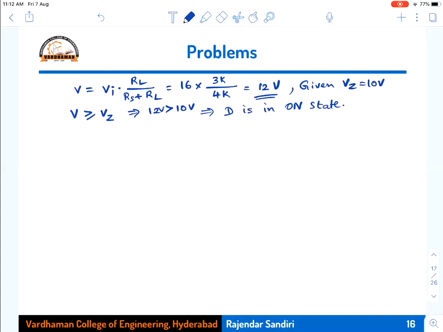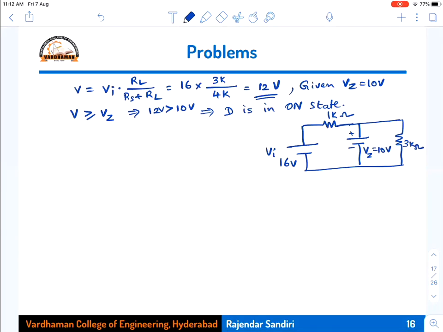If the diode is in the on state, then we replace the diode with its equivalent circuit. The battery is Vi, 16 volts. Then the resistance here is 1 kilo ohm. Then the diode is replaced by its battery, plus minus VZ, equal to 10 volts. And the load resistance here is 3 kilo ohms. Now this is the circuit diagram. Though the voltage across these terminals we got as 12 volts, because the diode has its Zener voltage as 10 volts, it will remain locked at 10 volts only. It will not go beyond 10 volts. So I am replacing the diode with its equivalent voltage, VZ equal to 10 volts.